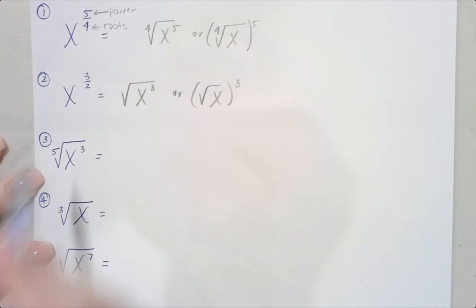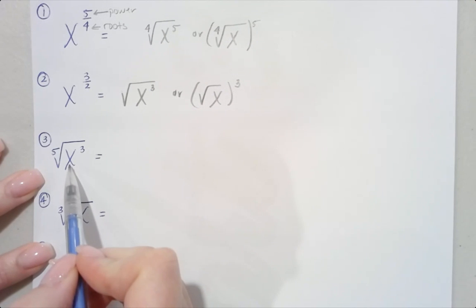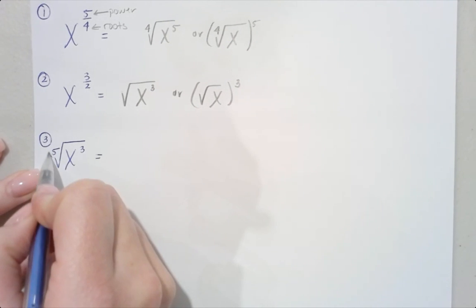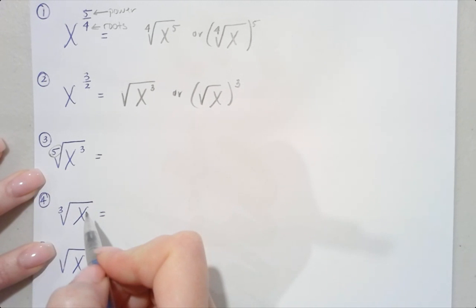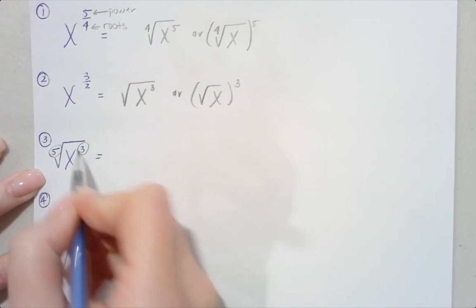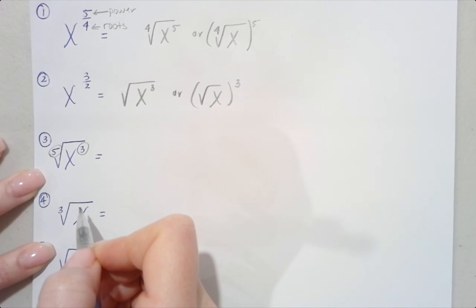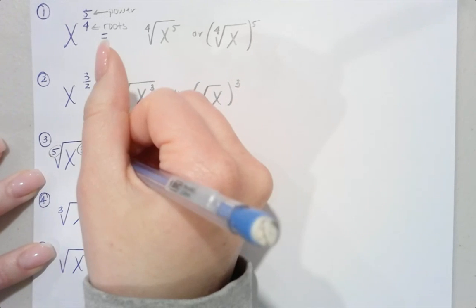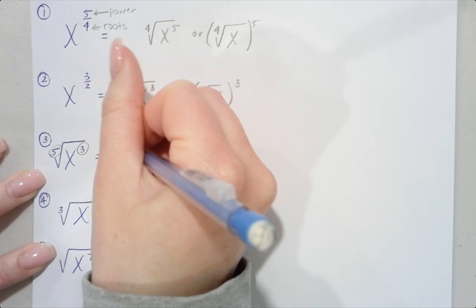Example number 3. Now we're going to go from radical form to exponential form. So remember, this number here is your root. It goes in the denominator. This number here is your power or your exponent. It goes in the numerator. So this is going to be rewritten as x to the 3/5 power.